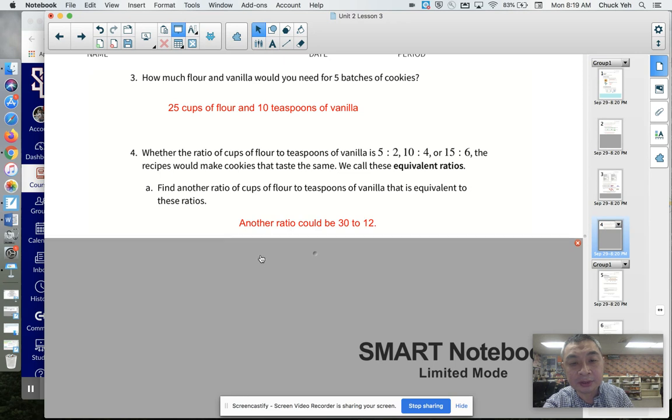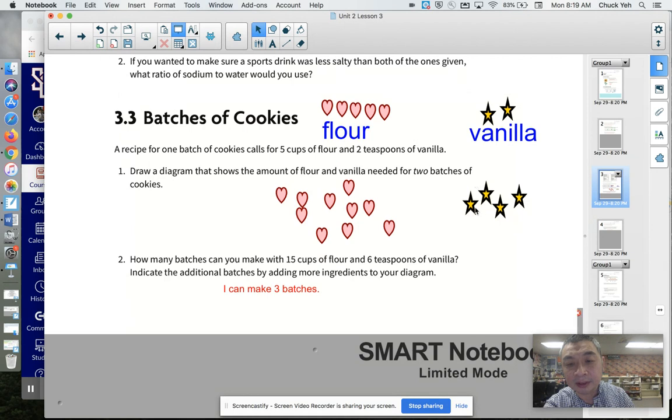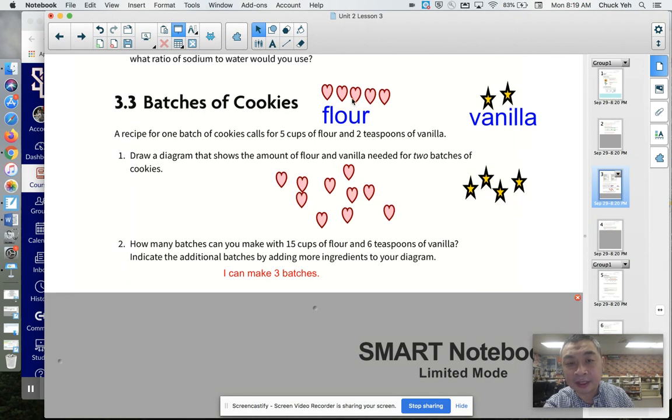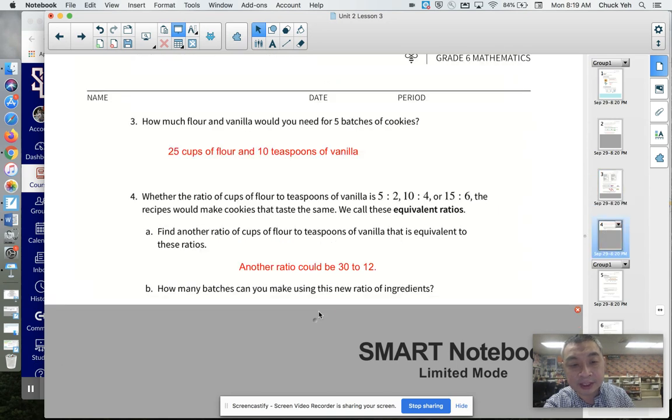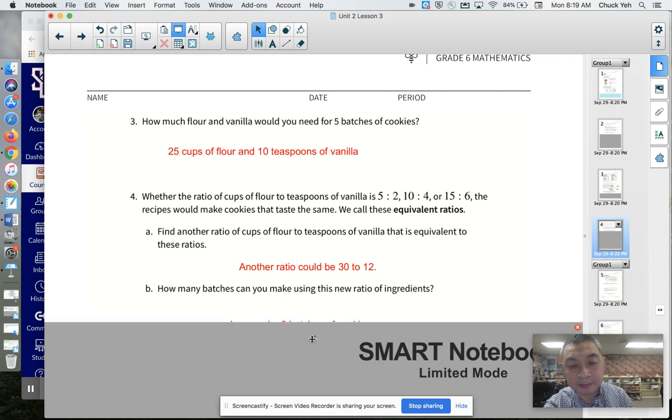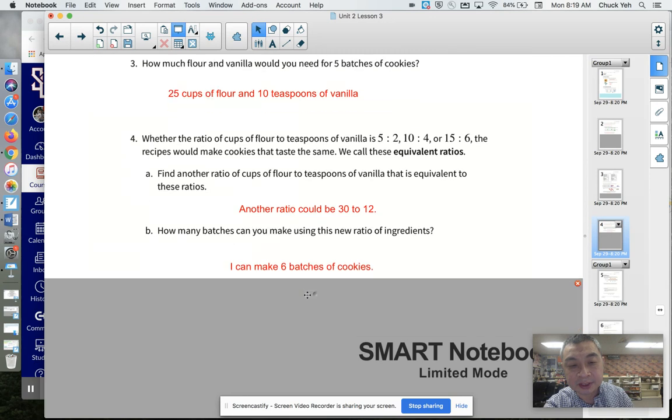I chose 30 to 12, because 6 times 5 is 30, and 6 times 2 is 12. Well, you might say, where did I get the 5 and the 2? It's from this, remember? The 5 cups of flour and 2 teaspoons of vanilla. That's how I got that. And then they're asking how many batches could you make using this new ratio. I can make 6 batches of cookies.